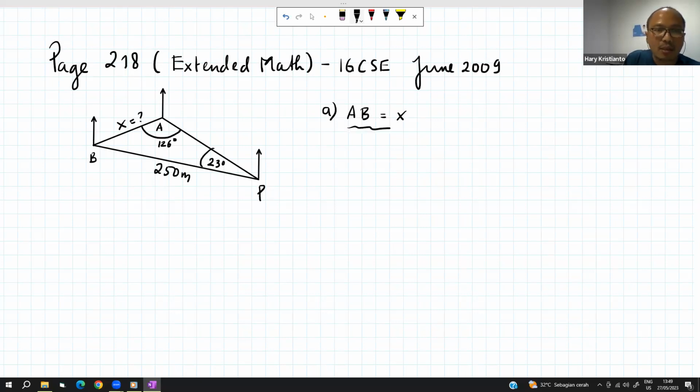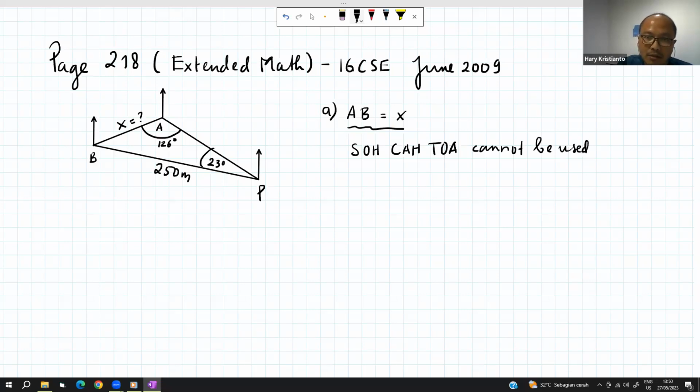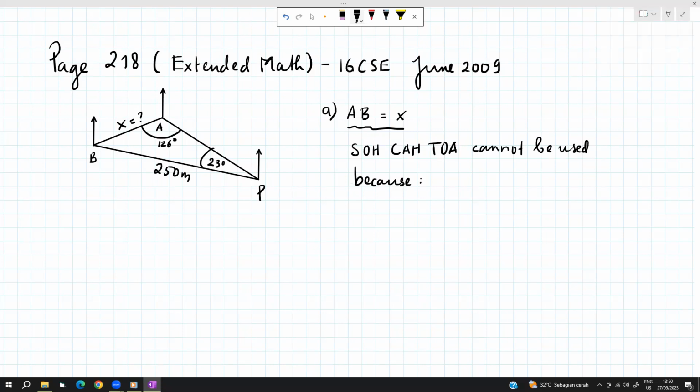In this case, we cannot apply SOH CAH TOA. SOH CAH TOA cannot be applied. SOH CAH TOA cannot be used. Do you know why? SOH CAH TOA cannot be used because, you know what? We only have one side of the length with the data.